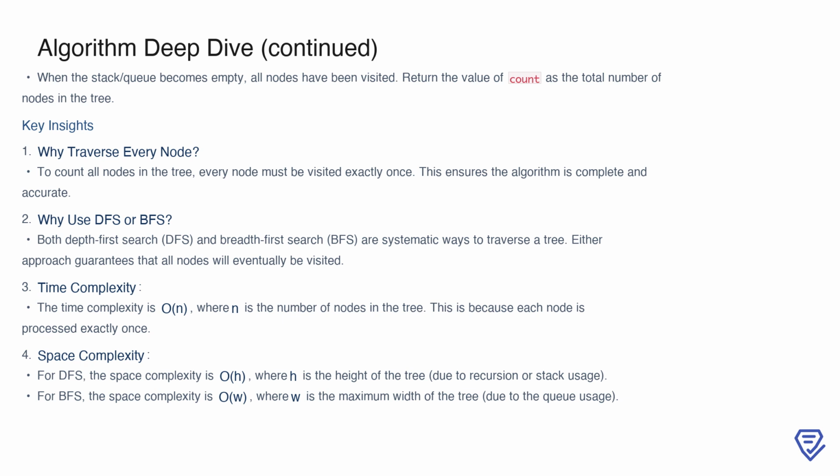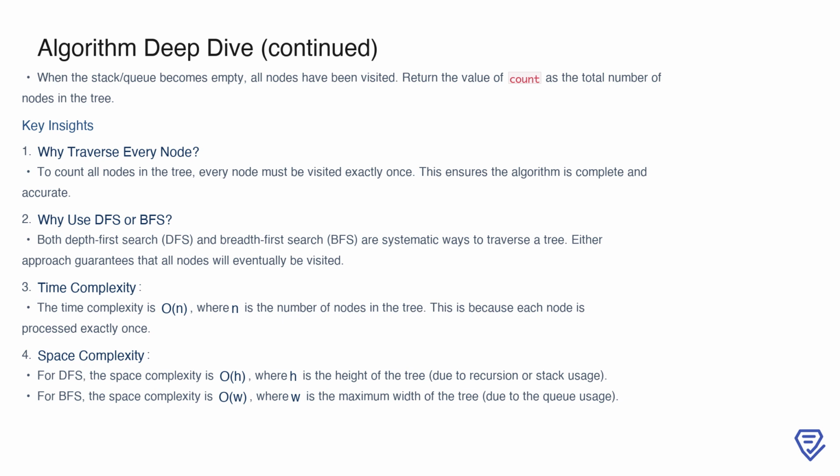If the current node has children, such as left or right child nodes, they are added to the stack or queue for future processing. This ensures that all nodes in the tree are accounted for. When the stack or queue becomes empty, it indicates that every node has been visited. At this point, the algorithm terminates, and the value of count is returned as the total number of nodes in the tree.